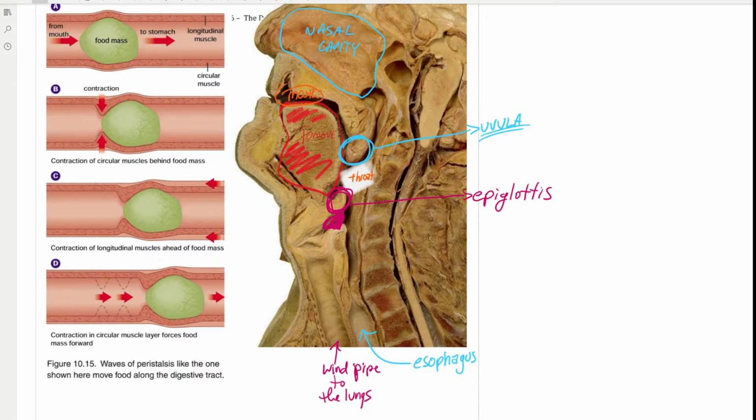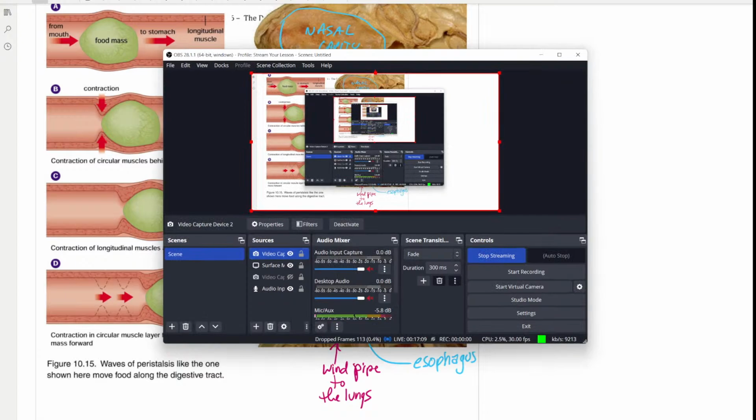Now remember we said that different types of tissues are important as we go. Well, as food goes down your throat and the uvula folds up, make sure it doesn't end up in your nose. The epiglottis folds down, make sure that it doesn't end up in your windpipe, your trachea. Food's going to go down the esophagus.